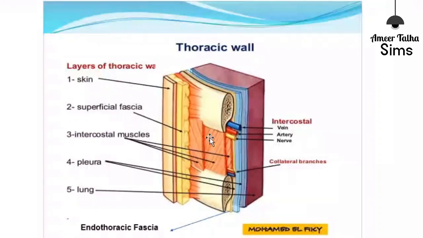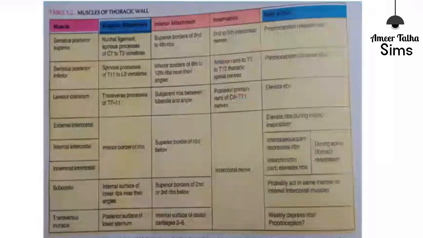And next, you can appreciate in this yellow color, this is endothoracic fascia. Endothoracic fascia covers the thoracic cavity internally. And in the blue, we have pleura, which are the coverings of the lungs, and this purple part is the lungs. Now we will talk about the muscles of the thoracic wall.